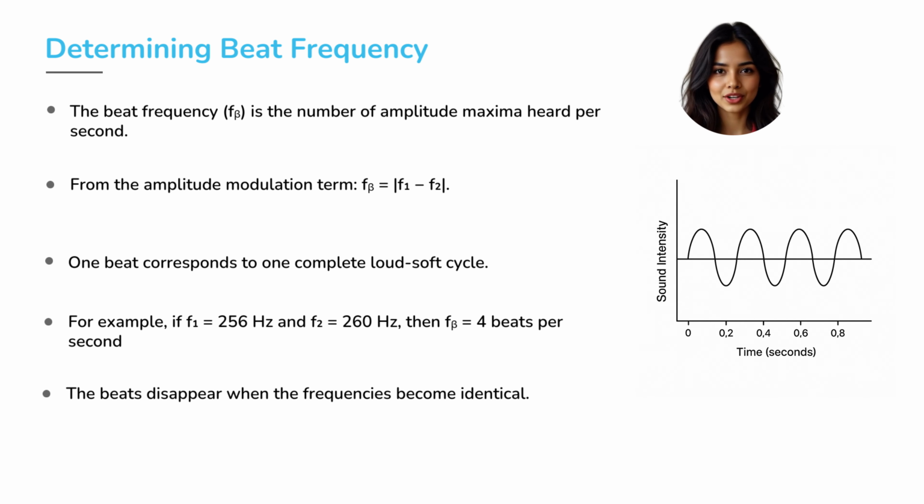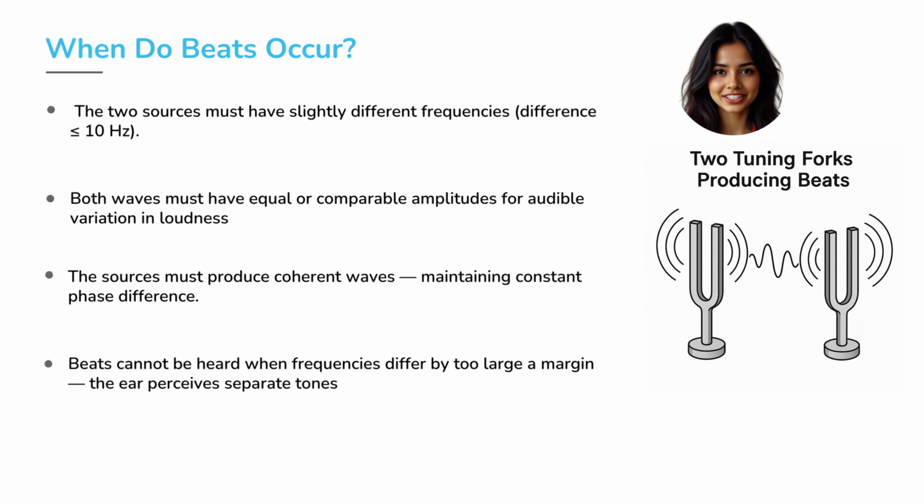And if you adjust one of the tuning forks until the beats disappear, congratulations, both tuning forks are now perfectly in tune. So when exactly can you hear beats clearly? Well, our ears can only distinguish loudness variations if the frequency difference is small, typically less than 10 Hz. The two waves must also have nearly equal amplitudes, otherwise, one sound just dominates the other. And they should be coherent, meaning their phase relationship remains steady, not jumping around randomly.